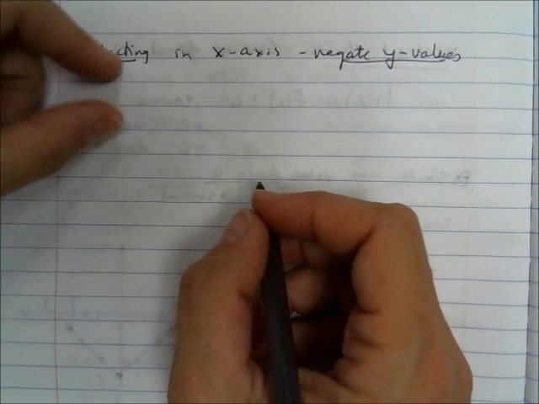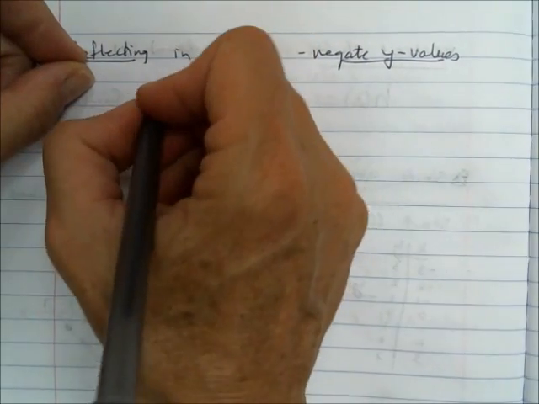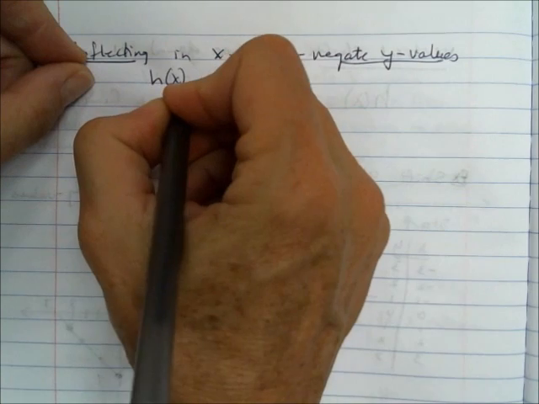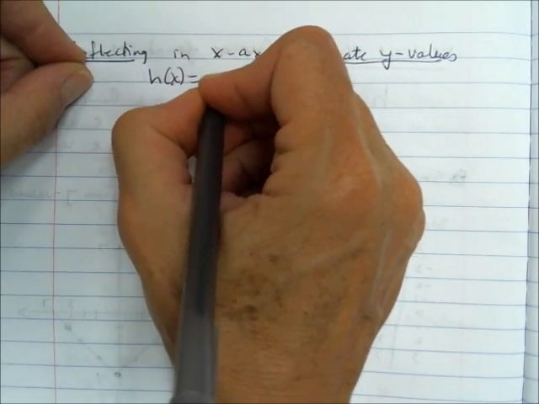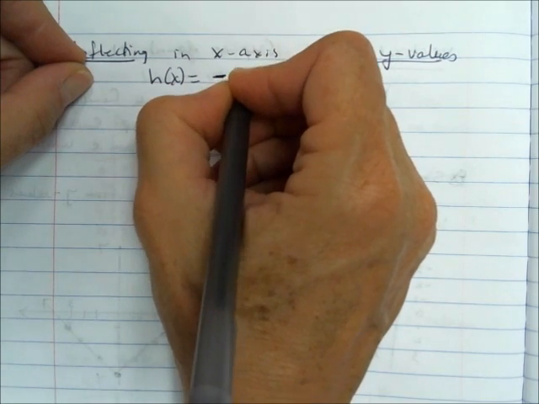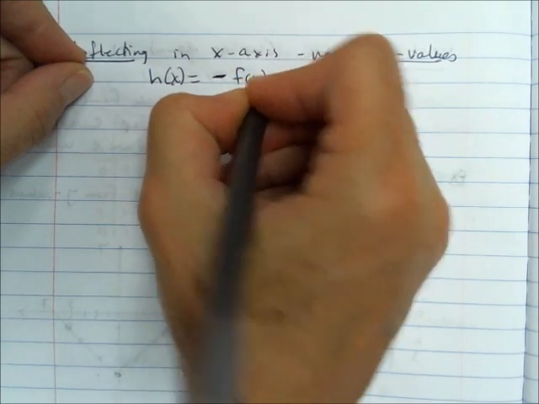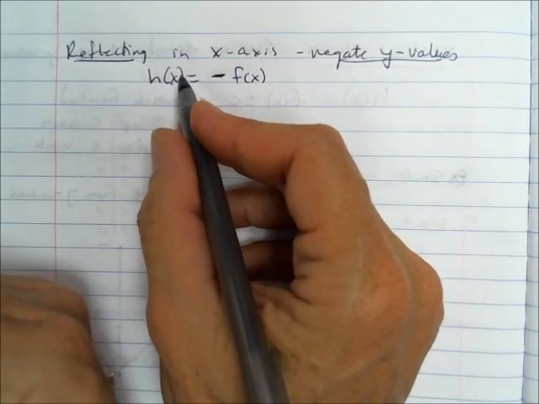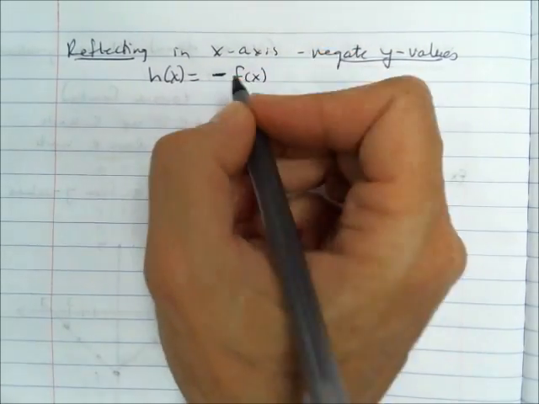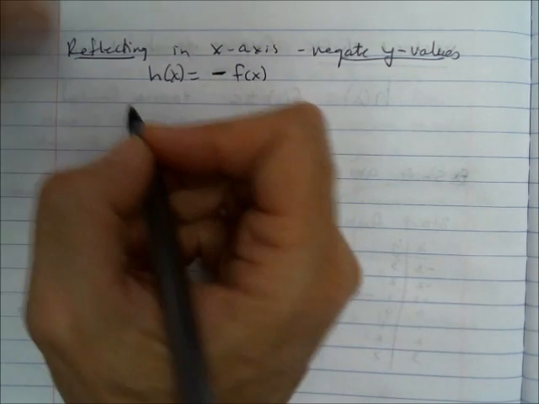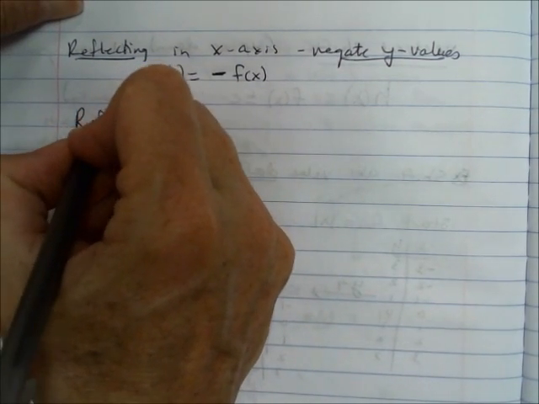Okay, so let's see what this looks like as far as h of x goes. If you are negating the y values, then that negative has to go outside of the y. And remember, y is the same thing as f of x. So that's what a reflection in the x-axis looks like. The negative goes here.